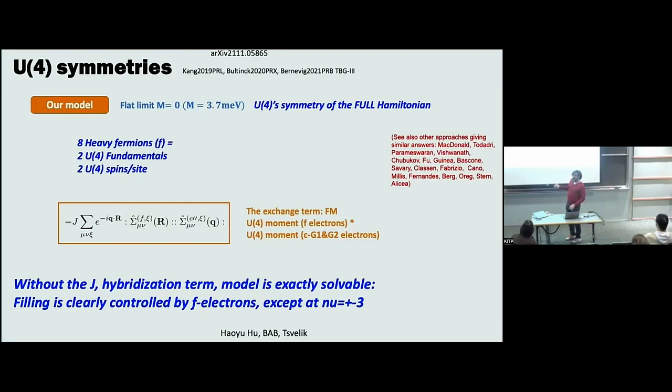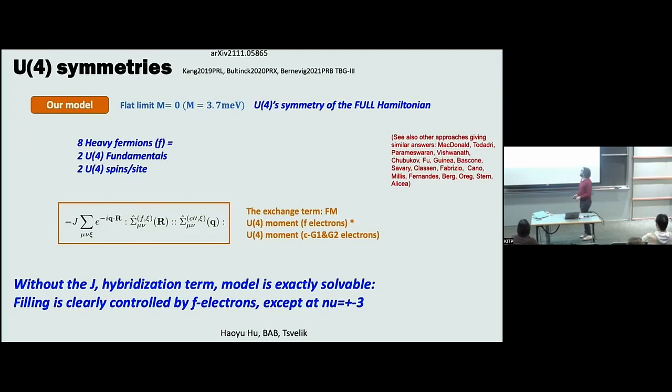Now, without this J and without the hybridization term, the model is exactly solvable. So without the gamma term that hybridizes the F and C electrons, the one-body term, the model is exactly solvable. And in this model, you can immediately see that the filling is clearly controlled by the F electrons. So at integer filling, you want to fill an integer number of these F electrons, except at nu equals plus minus 3, where you have somewhat of a degeneracy between filling 2 F electrons and 1 C electron and filling 3 F electrons. So there you have charge fluctuations, and this is consistent with lack of gaps at this filling for non-aligned samples.